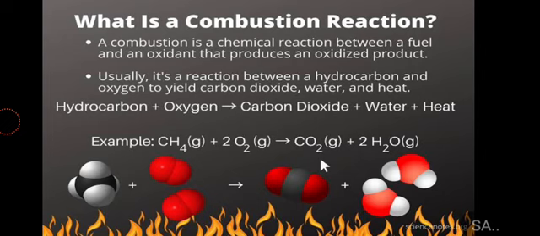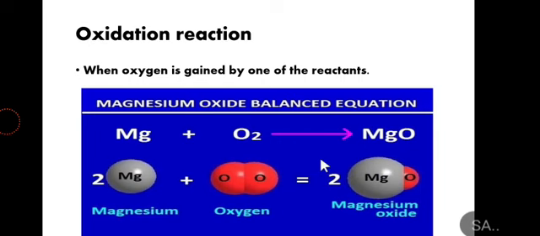I hope that you understood it, both the positive side and the negative side, and how this reaction is happening. Now we'll move to the next reaction, and this is the oxidation reaction. This is very simple. When oxygen is gained by one of the reactants, then this reaction is termed as oxidation reaction. During this oxidation reaction, the electrons are actually lost while the oxygen is gained.